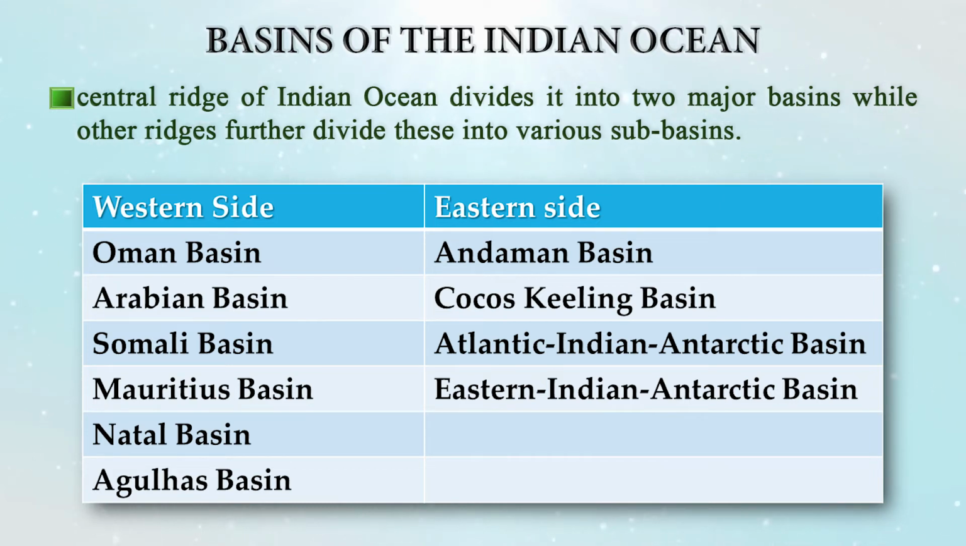The eastern basins include Andaman Basin, Cocos Keeling Basin, Atlantic Indian Antarctic Basin, Eastern Indian Antarctic Basin. So you can locate some of the basins here, and some of the basins on the basis of the description given in the text. You can visualize where they are located.